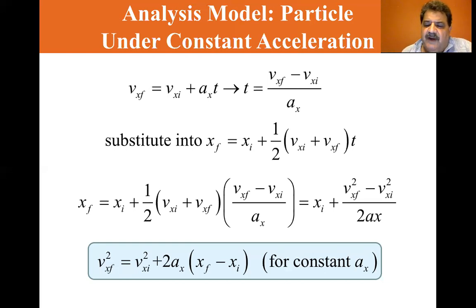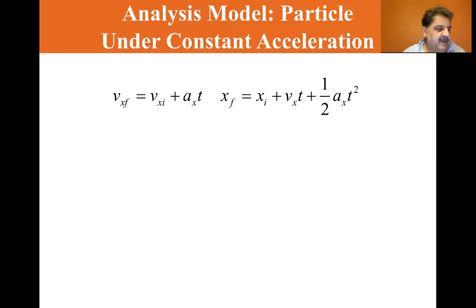This equation gives the final velocity in terms of initial velocity, the constant acceleration and position of a particle. No t involved. And we are going to slide 70. Oh, we still have a ways to go.